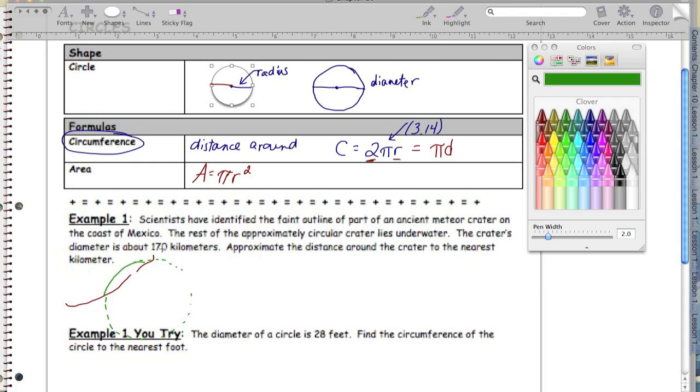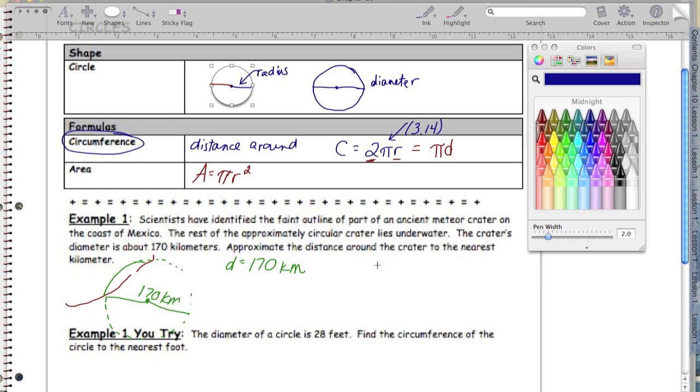So they go on to say the crater's diameter is about 170 kilometers, so straight through the center. Somehow they measured this. Sorry for my unstraight line. And we got 170 kilometers. That's our diameter, so we can write that in as well. And they want us to find the distance around the crater to the nearest kilometer. The distance around is like the perimeter, but in a circle it's called circumference.